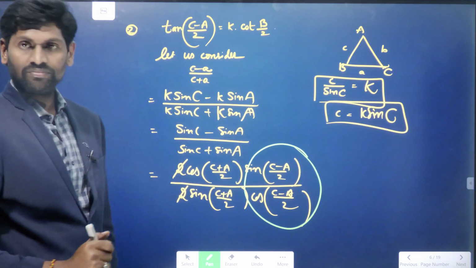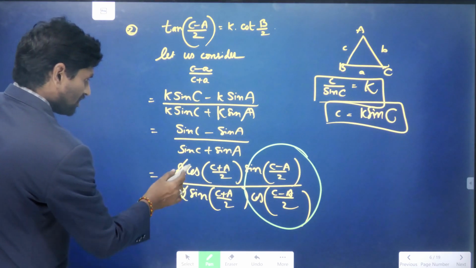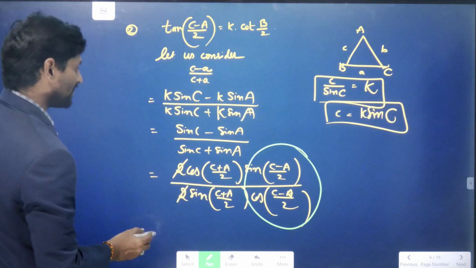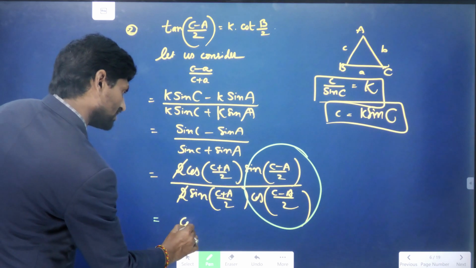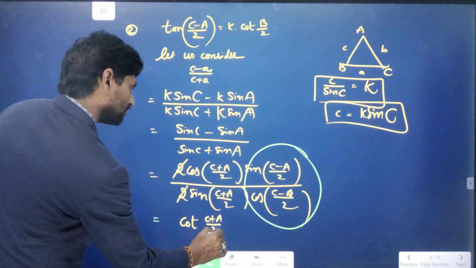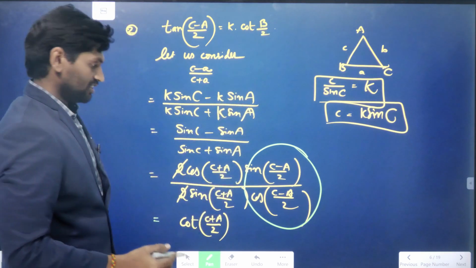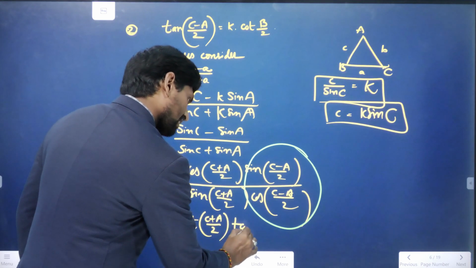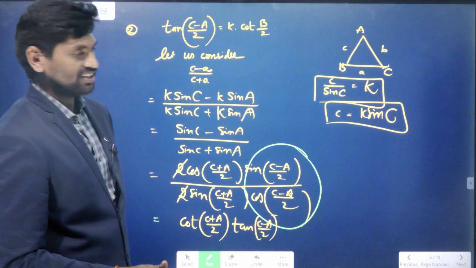Right. Now what about this one, cos by sin value? Cos by sin value is cot (c plus a)/2. But we did not get cot (c plus a) by 2, we got b by 2 value. Let us see. This one, tan (c minus a)/2. Until then correct? Yeah.